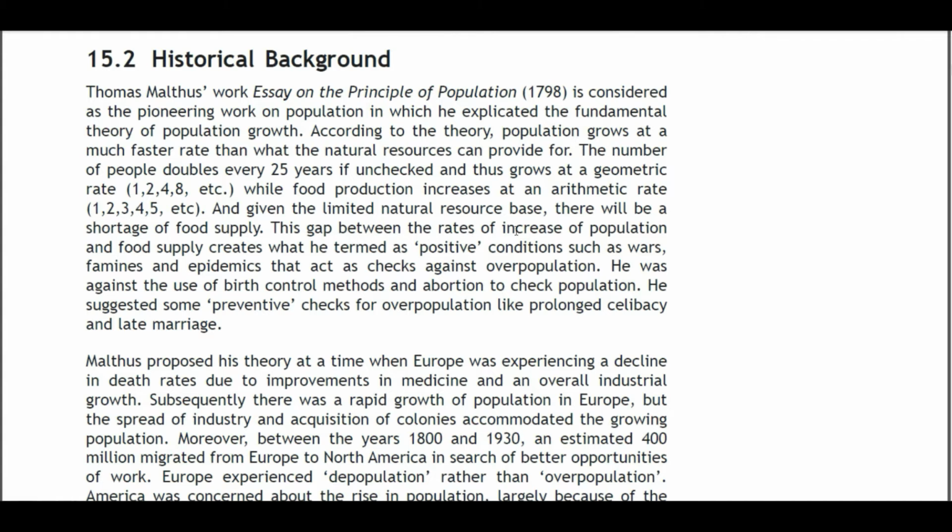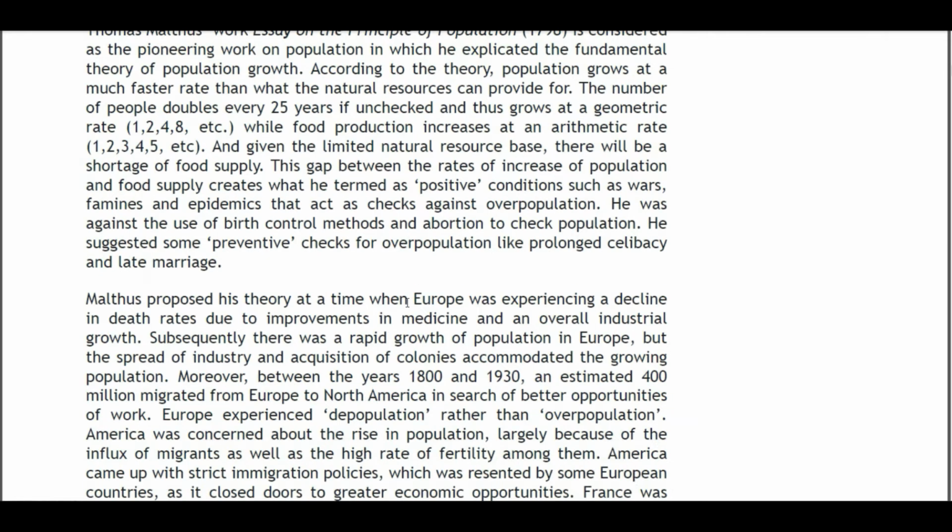This gap between the rates of increased population and food supply creates what he termed as positive checks such as wars, famines, and epidemics that act as checks against overpopulation. He was against the use of birth control methods and abortion to check population. He suggested some preventive checks over overpopulation like prolonged celibacy and late marriage.